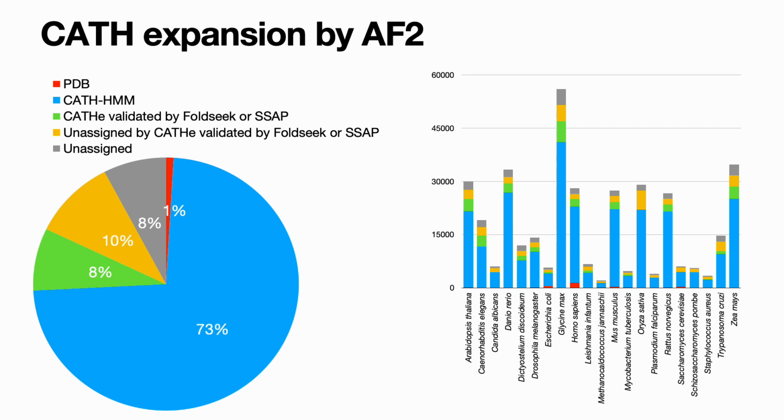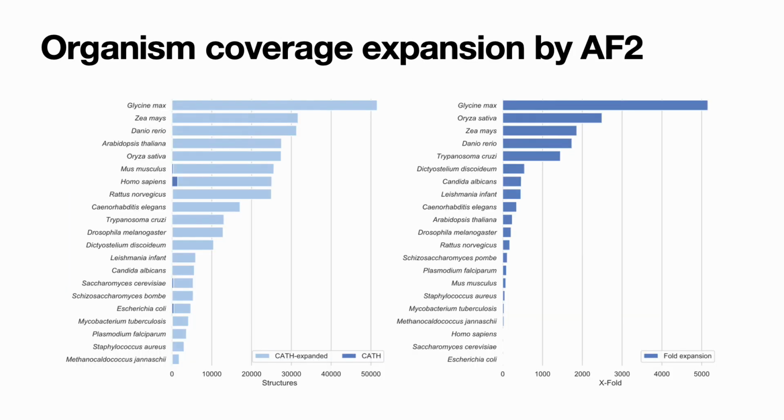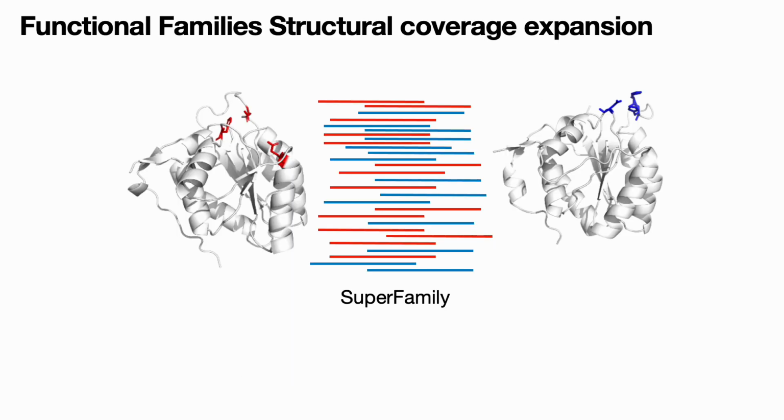One of the advantages of this is that we notice that the organism expansion by AlphaFold2 is incredible, especially for certain organisms like glycine max and rice, where we were able to expand their structural coverage almost 4,000-fold. And this also helped us in the long term for other kinds of analysis and other assignments that we have in CATH, such as the functional families.